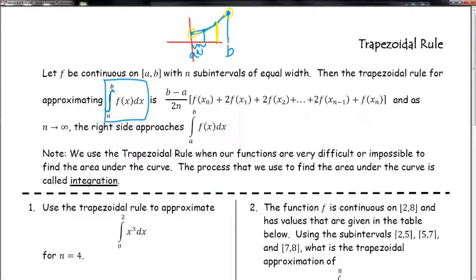So if you notice, the endpoints for your bases are only being used once, and all the interior ones are being used twice. And so that's where this idea came from, where you're doubling the interior bases.